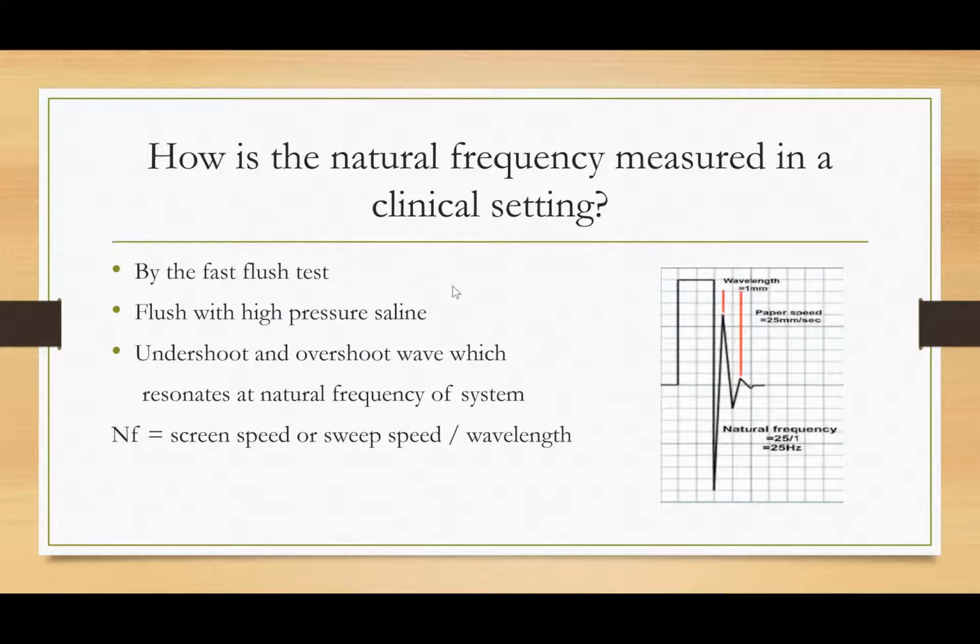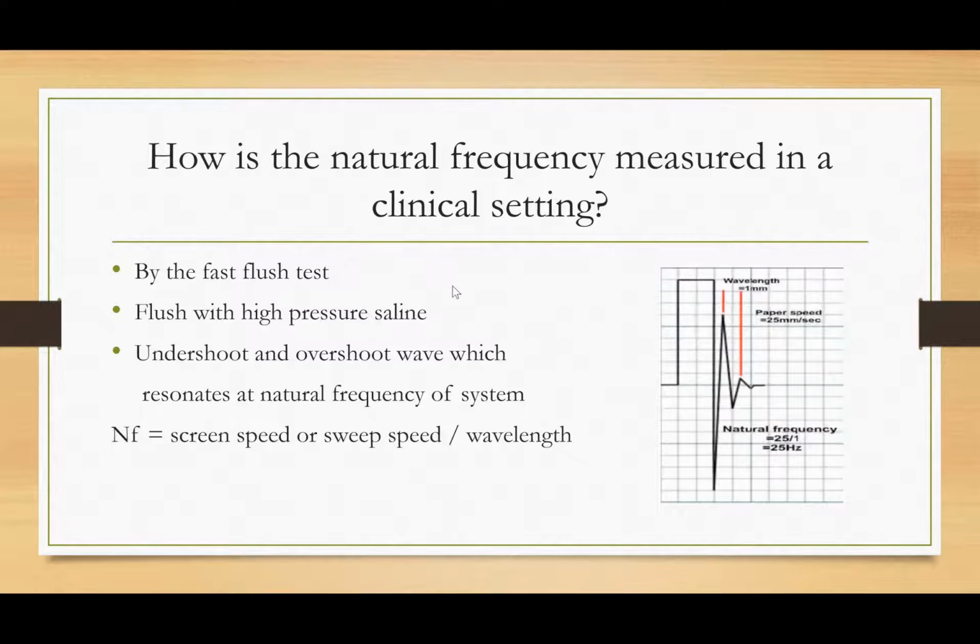When you flush the arterial blood pressure system with a high pressure saline flush, there will be an overshoot and an undershoot wave which resonates with the natural frequency of the system, as shown in this diagram. The resonance frequency will be equal to the natural frequency of the system. We can calculate this natural frequency by dividing the sweep speed or screen speed by the wavelength of this undershoot and overshoot wave.